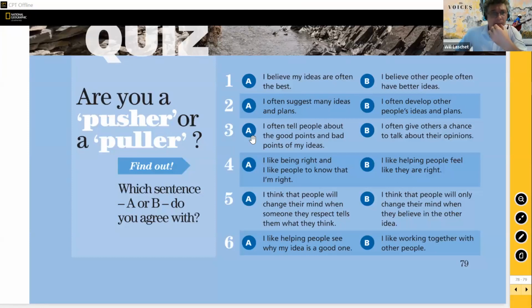Okay, so there are 6 questions. I want you to read through in the poll and choose A or B, and we're going to see collectively, are we pushers or are we pullers? Remember, 58% of you said both, 25% said push, and 17% said pull. So let's see if our results here give us something similar.